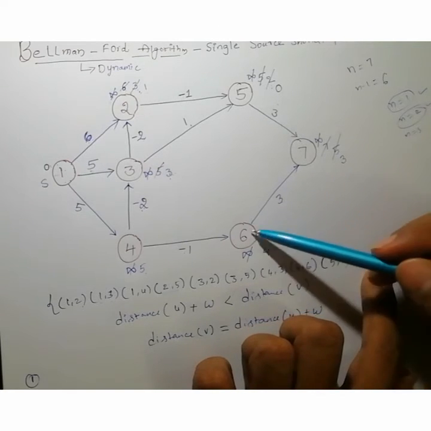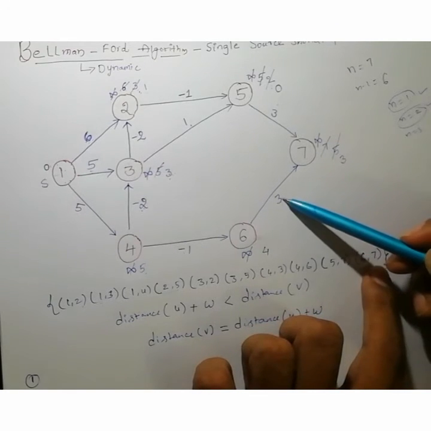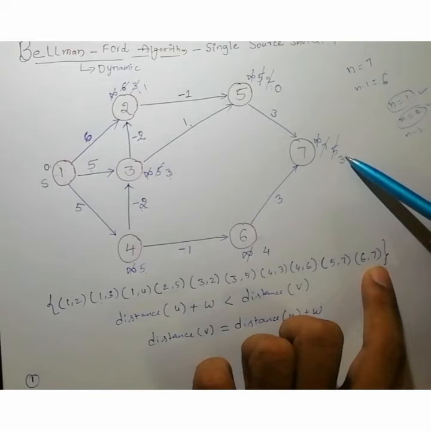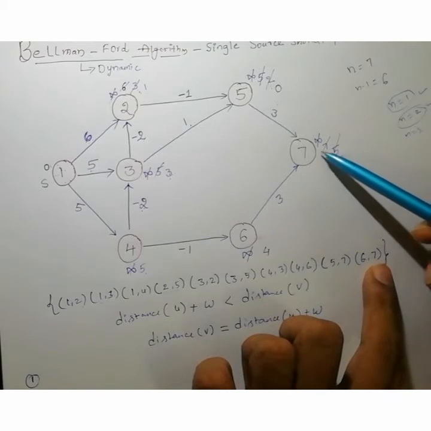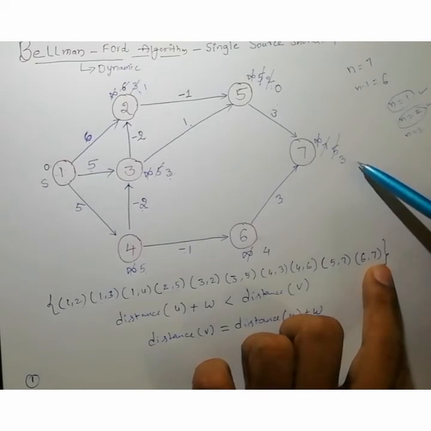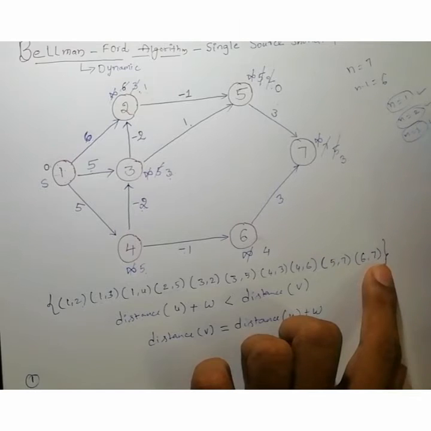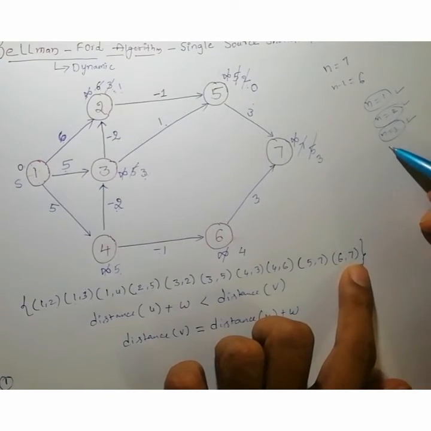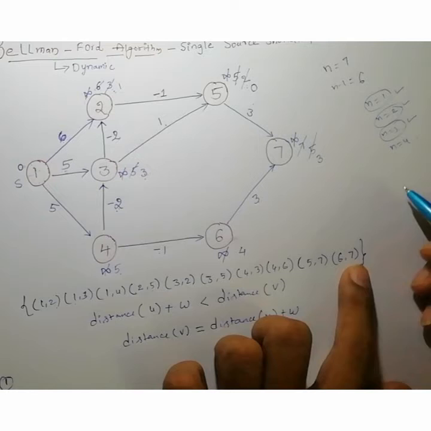Again check for the next edge 6 to 7. 4 plus 3, 7. Is 7 less than 3? No. If it is no, don't update. So n is equal to 3. That is completed. Next check when n is equal to 4. What will happen?